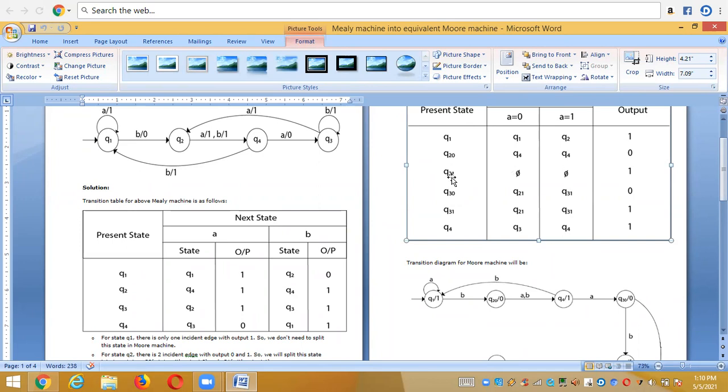And for Q2 1, you can write the same states like Q4 and Q4, or else you can put it as null. Nothing will happen. And the output is 1. Why it becomes 1 means, for the output 1 we divided the Q2 into Q2 1, right? So that's why for Q2 1 it is output 1, for Q2 0 it is output 0. Is it clear?